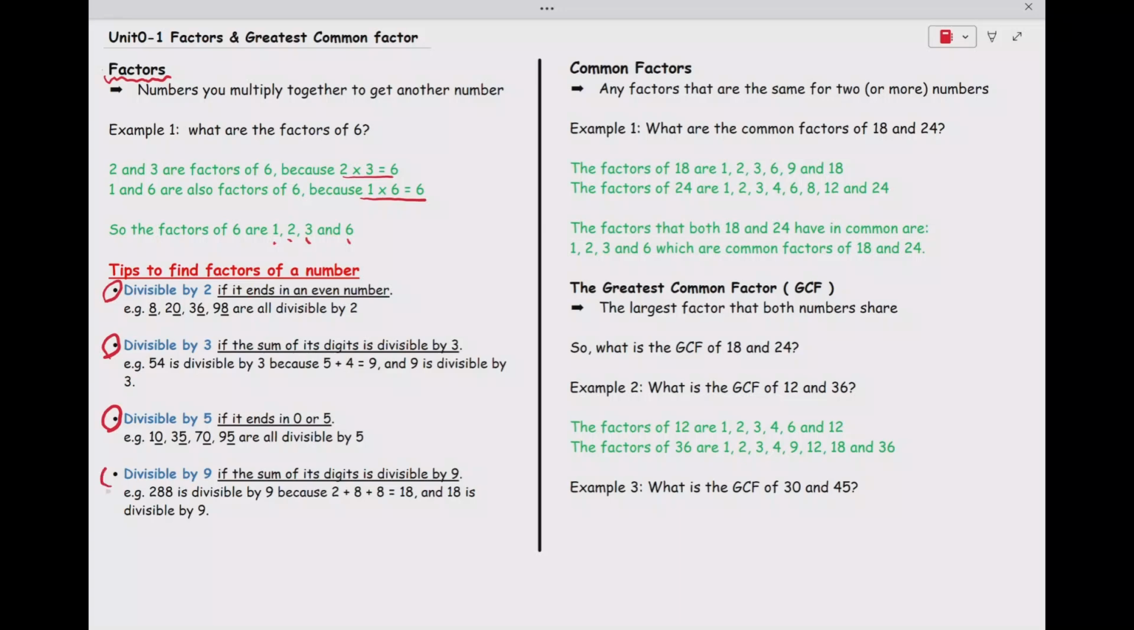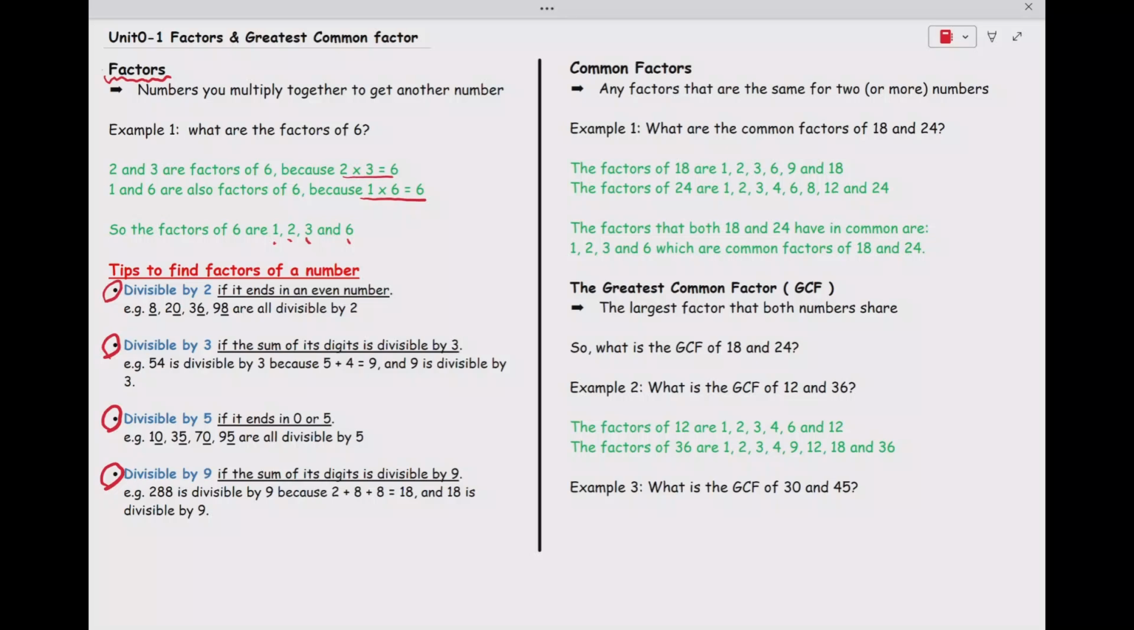Lastly, number 4 trick. A number divisible by 9. A number is divisible by 9 if the sum of the digits is divisible by 9. For example, 288 is divisible by 9 because 2 plus 8 plus 8 equals 18, and 18 is divisible by 9. So, 9 is always a factor for these numbers.